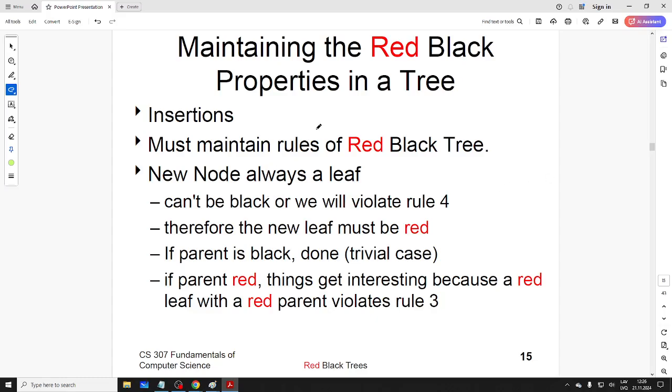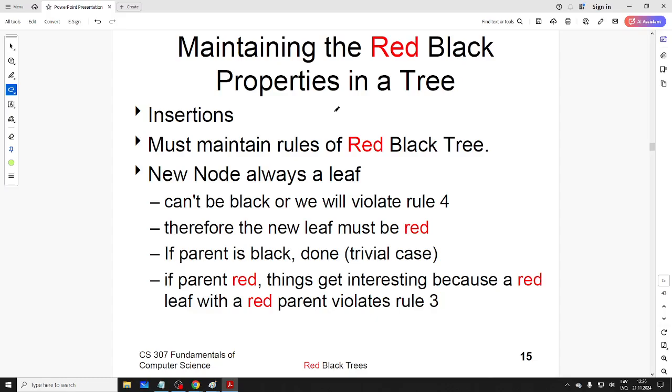So insertion. Maintaining the red-black properties. You must maintain the rules of a red-black tree. The new node is always a leaf, of course. What's a leaf? A leaf is a node with no children, right? So the new node must always be a leaf. This means it cannot be black, because you are going to immediately violate rule 4.